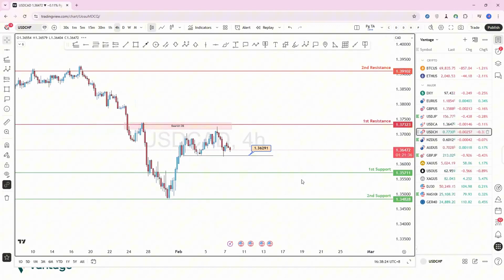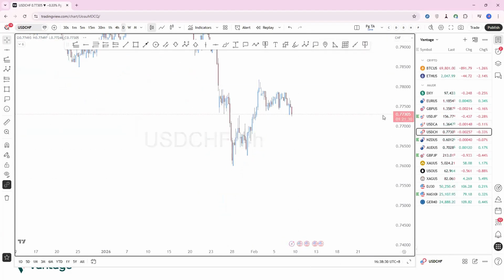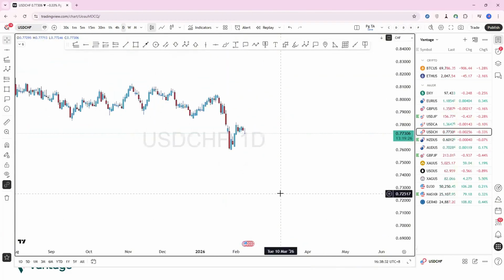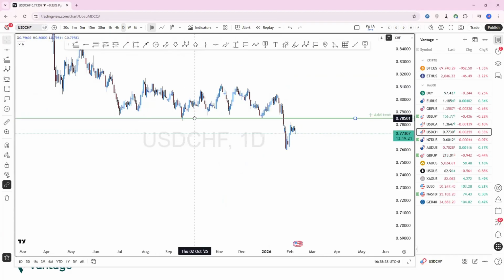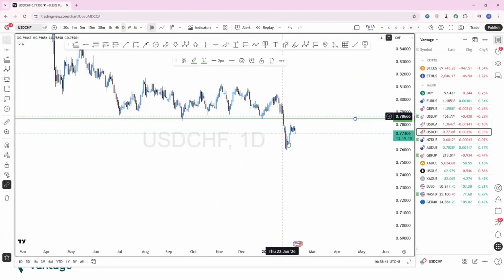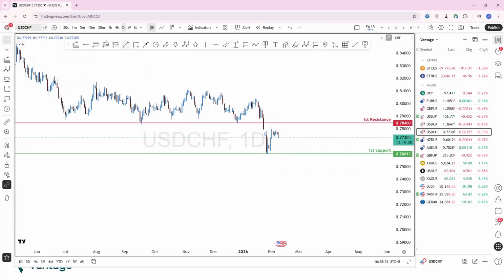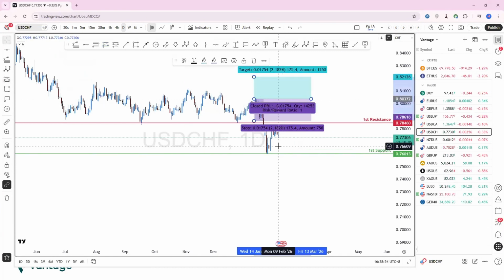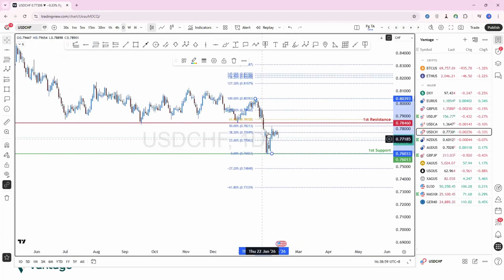All right, USD CHF. Finally, price has broken the current support level with the impulsive move here. These are important resistance levels. In H1, support is here. In the D1, you will see the retracement at 67.8%.